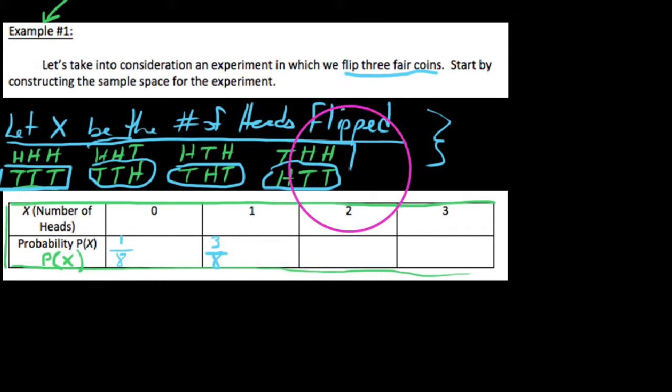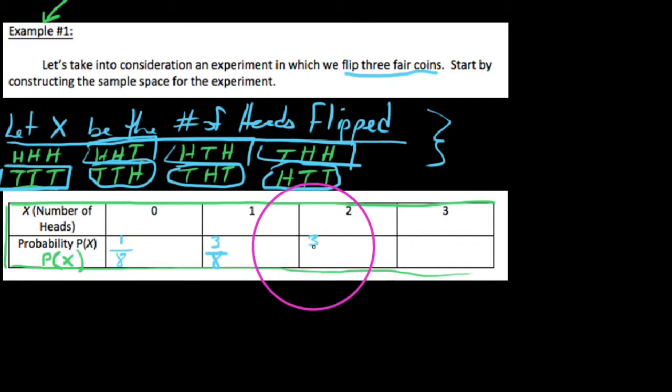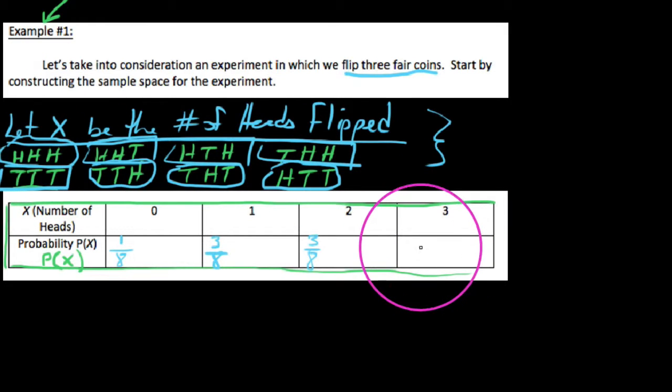We say how many of these had 2 heads on them? So we said tails, heads, heads, heads, tails, heads, and heads, heads, tails. So this was also a 3 out of 8 possibility that that occurs. And then how many of these had 3 heads in the outcome? And we say it was only 1 of them right here.